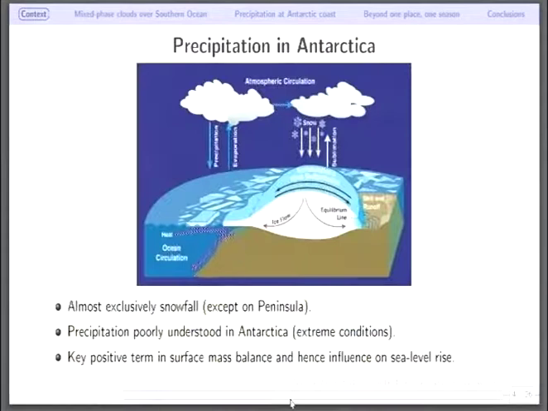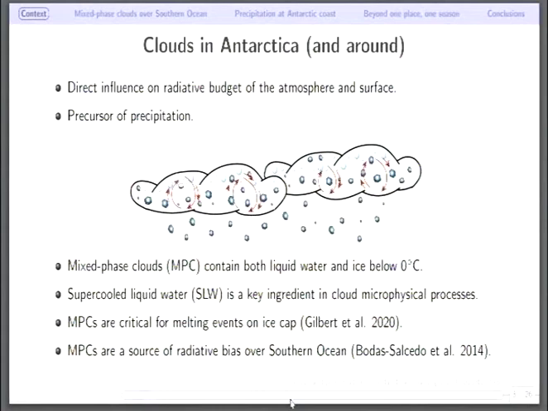Clouds and precipitation. So why are we interested in clouds in this region? Clouds have a direct influence on the radiative budget of the atmosphere and the surface, and they're a precursor of precipitation. So this is a general interest for clouds. And I would like to spend one minute on a certain type of clouds called mixed phase clouds, where you have the coexistence, at below freezing temperature, of both liquid water and ice, which thermodynamically is not stable, but we have a lot of those clouds.